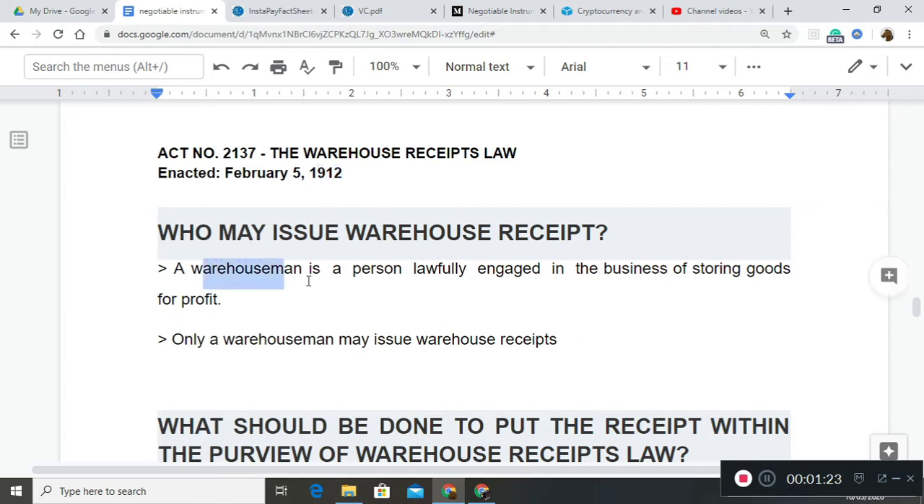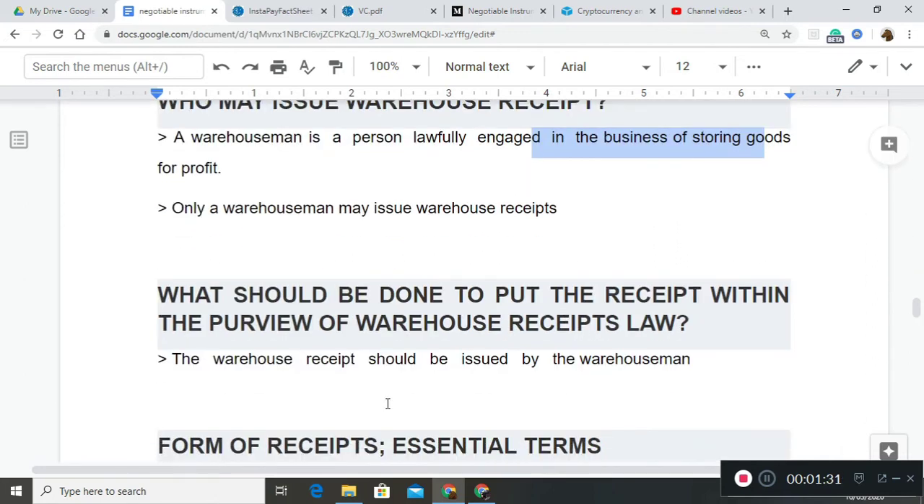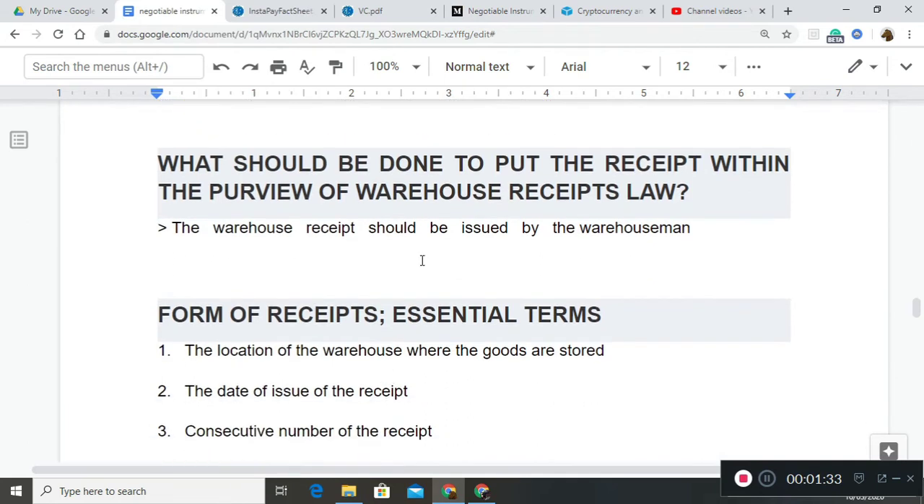So who issues a warehouse receipt? That would again be your warehouseman who is engaged in the business of storing goods for profit. So for our warehouse receipts law to be applicable, there must be a warehouse receipt issued by a warehouseman.